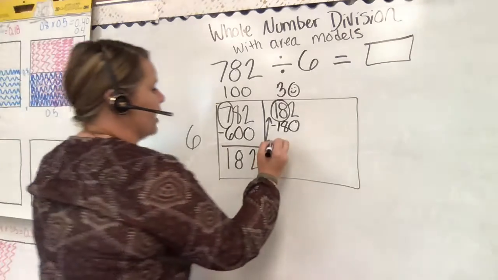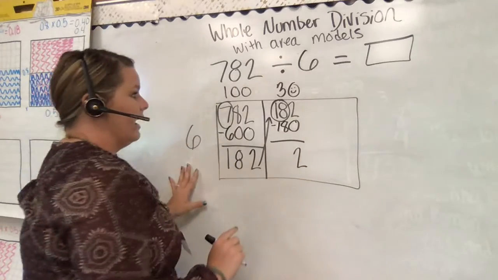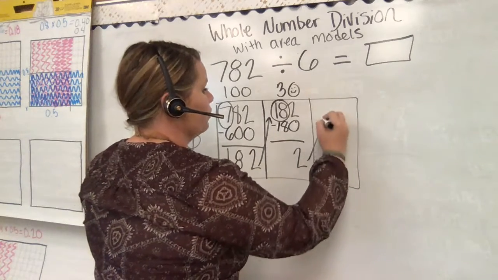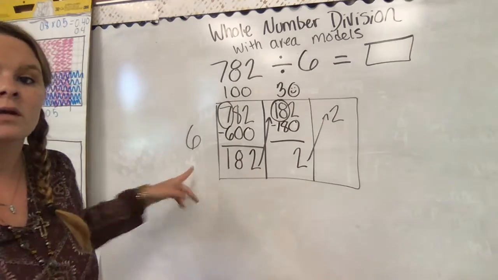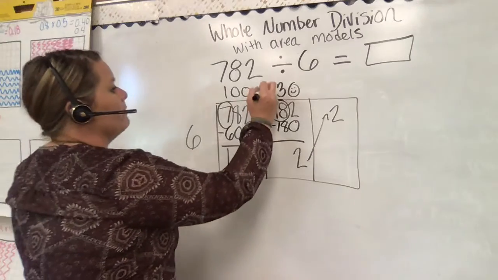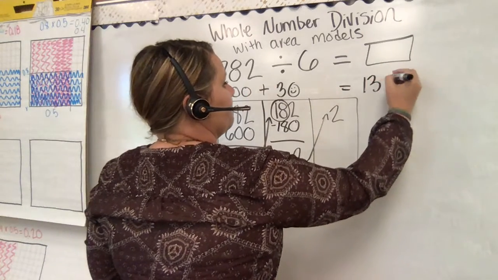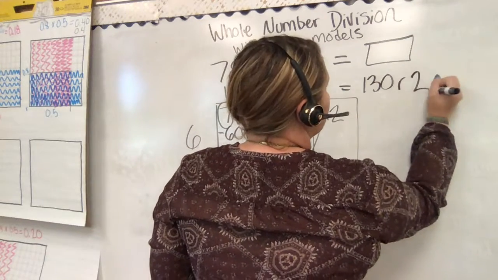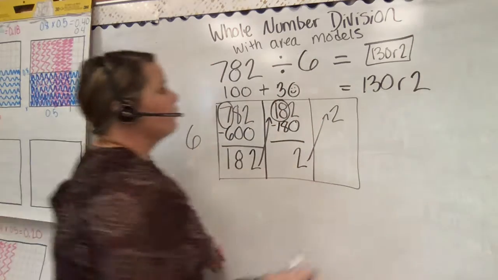So then we can subtract. 182 minus 180 is 2. Now, 6 will not go into 2. So 2 is our remainder, or what we have left over. So to find my quotient, I'm going to add up my partial quotients. So that's going to be 130. And I'm going to have a remainder of 2. So I have 2 left over. So 130 remainder 2 is my quotient.